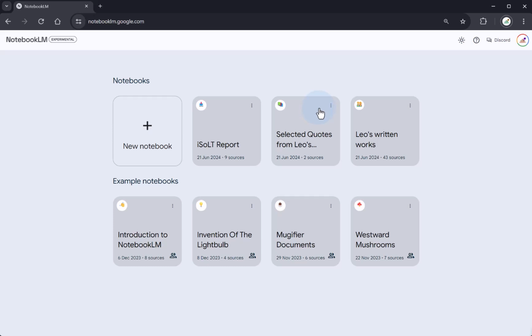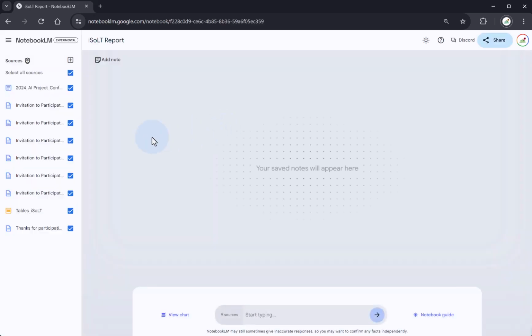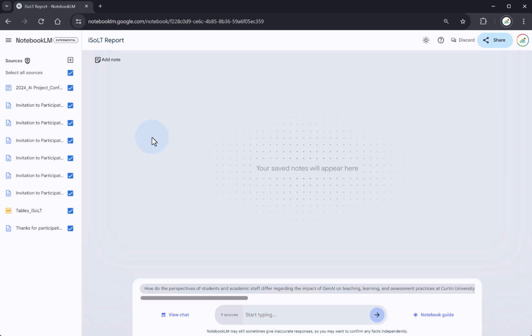I have already created these three. The first one is for work, and the other two are basically personal notebooks. So when it comes to my work, this is an ongoing research paper in collaboration with my professor in Australia. So let us look into here.